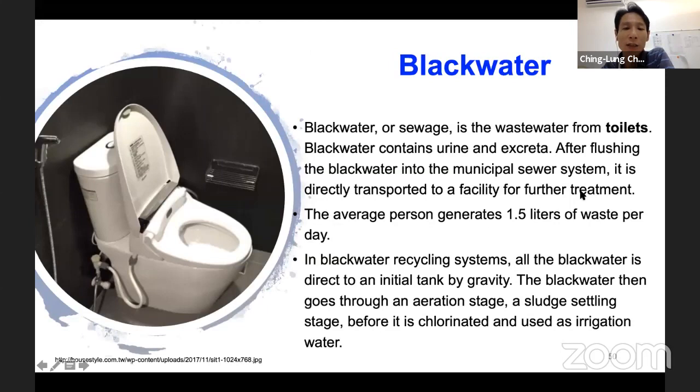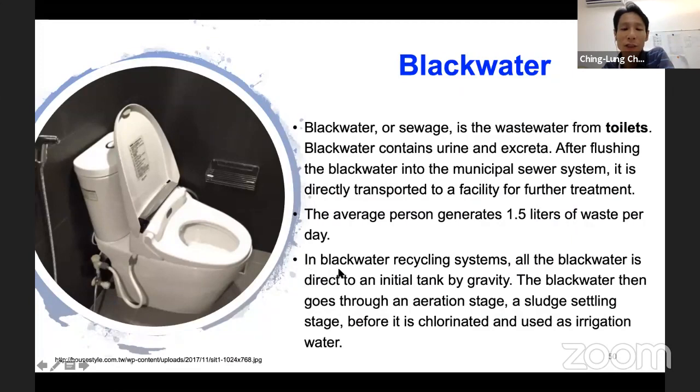Okay, and then this comes to black water. So what is black water? The definition is the water from the toilet. This is what we call black water. The black water contains urine and excreta. After flushing, the black water goes into the municipal sewer system, and it is directly transferred to a facility for further treatment. The average person generates 1.5 liters of waste per day.